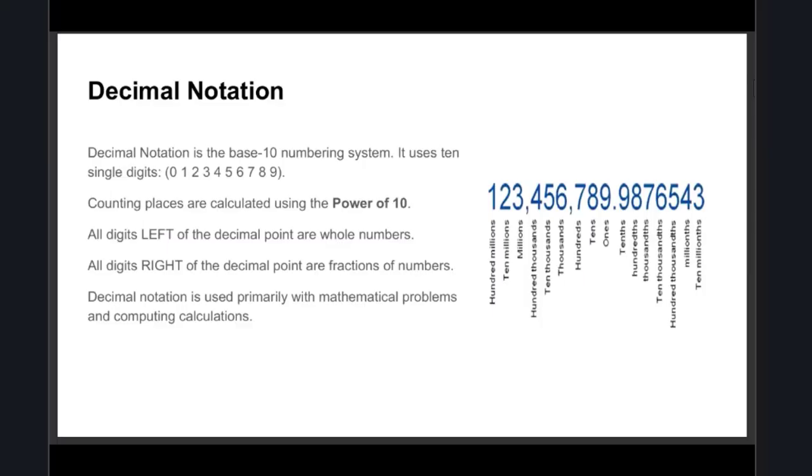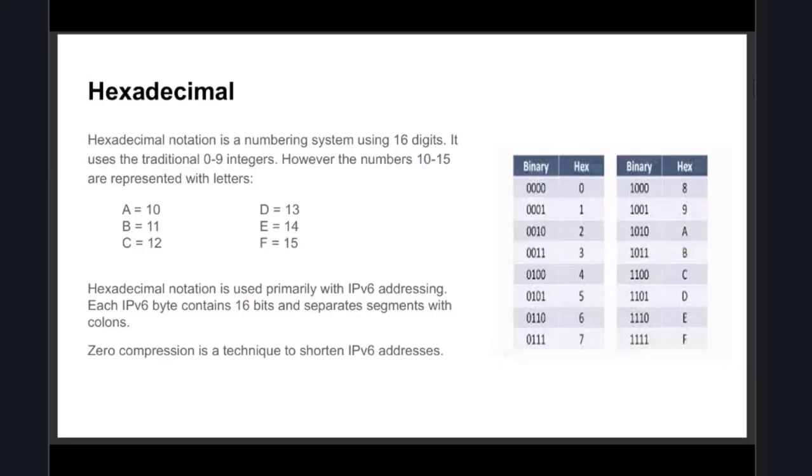We use decimal notation in our mathematical equations, as well as our common computing calculations that we use within our computer and operating systems. The third notational system to understand is hexadecimal. Hexadecimal is the notational system that we use with IP version 6 addresses. IP version 6 is the Internet Protocol version 6. It is the most recent addressing system that we use for websites on our internet networks.